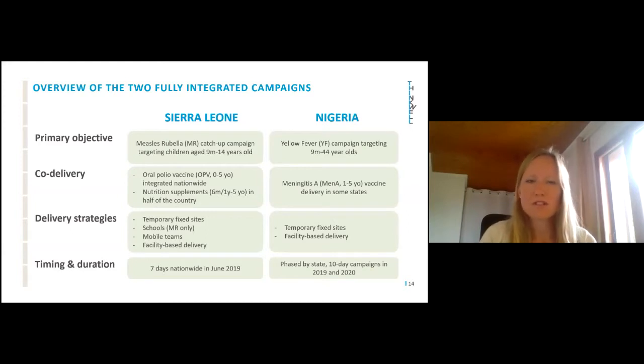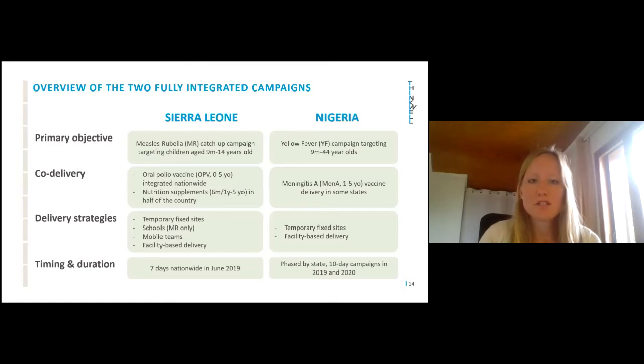And co-delivery interventions that were added to that in Sierra Leone included oral polio vaccine administration nationwide and nutrition supplements in half of the country. And in Nigeria, MenA was co-delivered in one of the states included in our sample. And in both countries, this was the first time that two vaccines were delivered together through a campaign. And in both countries, the campaigns were fully integrated, meaning that everything from management, training, distribution, all the way down to service delivery strategies were integrated.